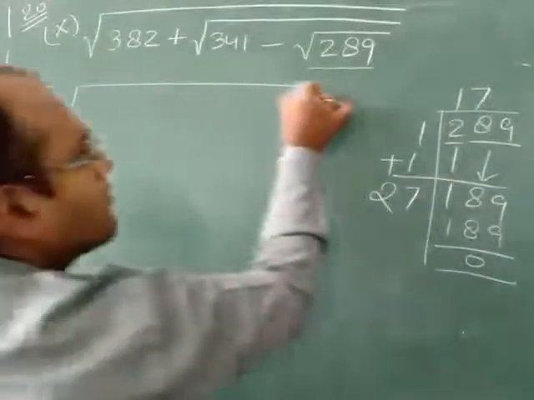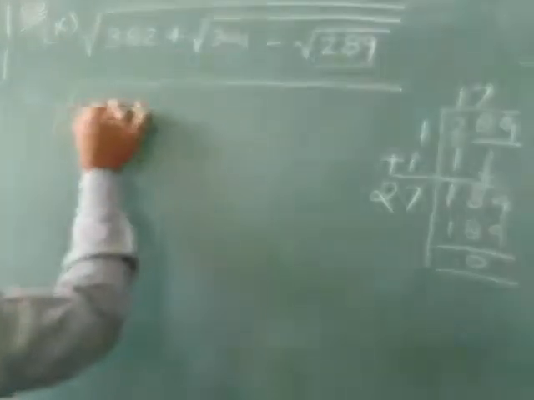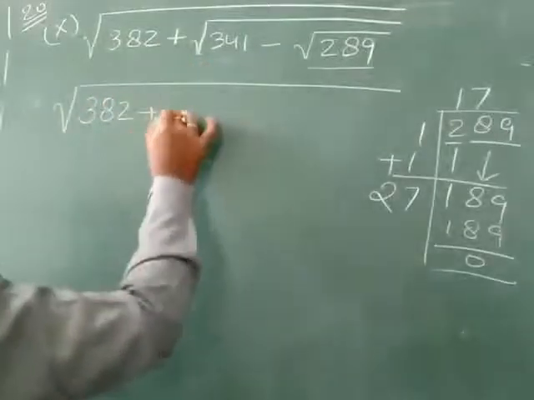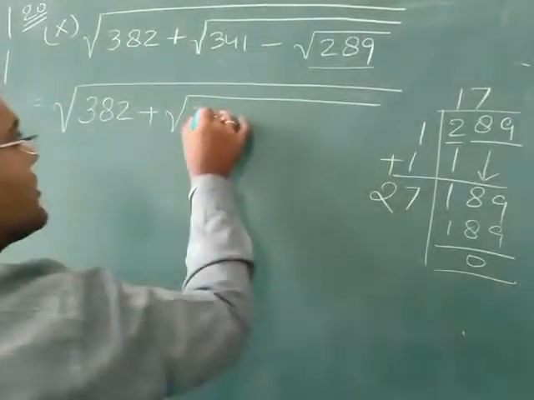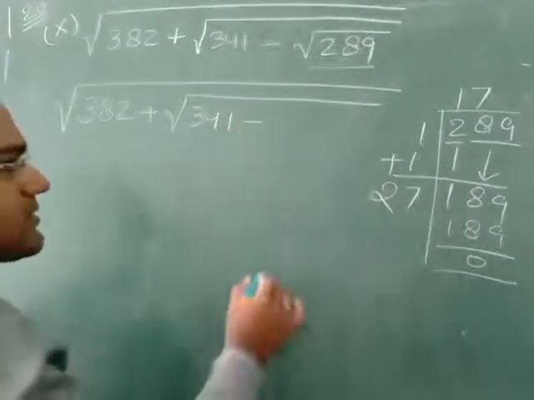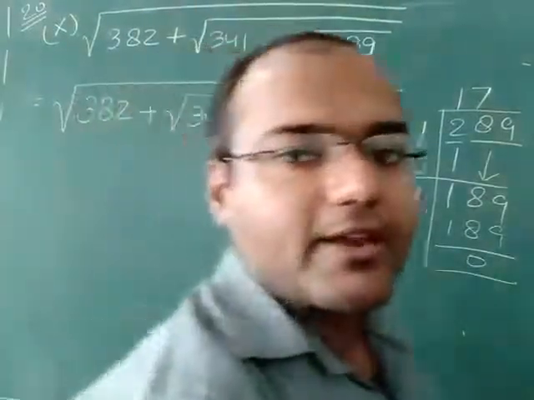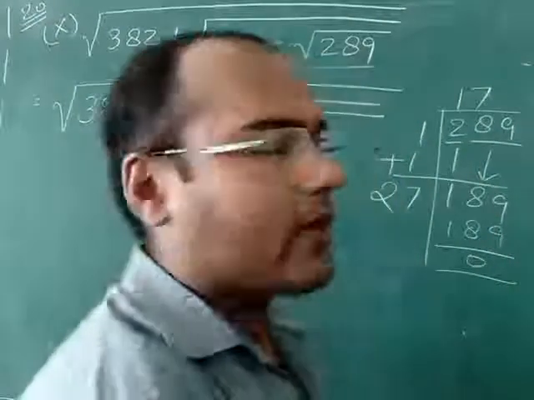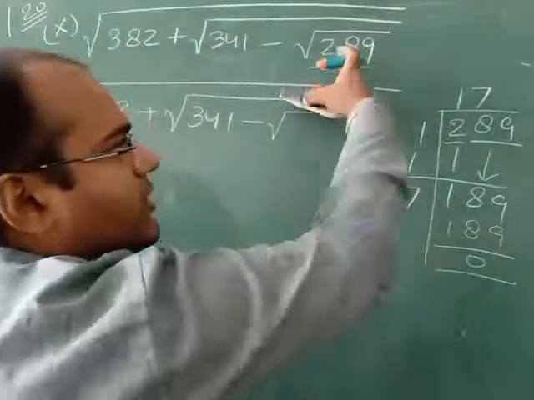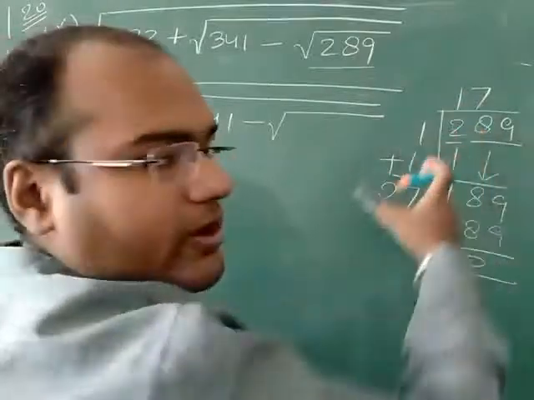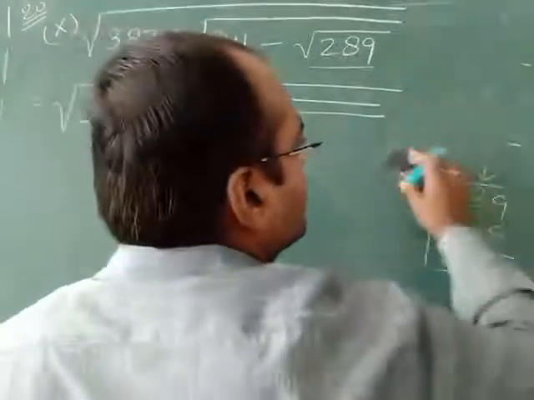So what you have to do? This square root we have to write as it is, 382 plus square root 341 minus this square root. Inside the square root what is written? 289 is written. So instead of 289, square root of 289 is 17. So what you have to do?